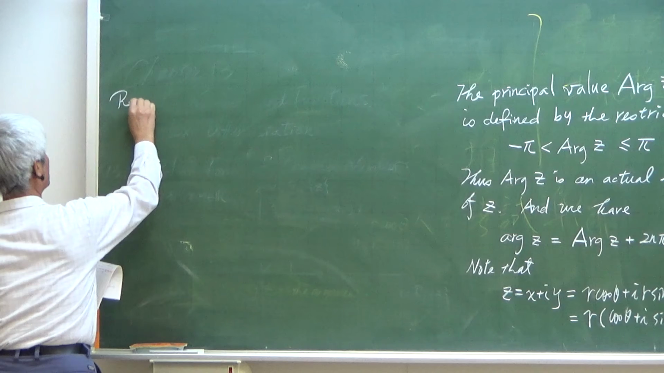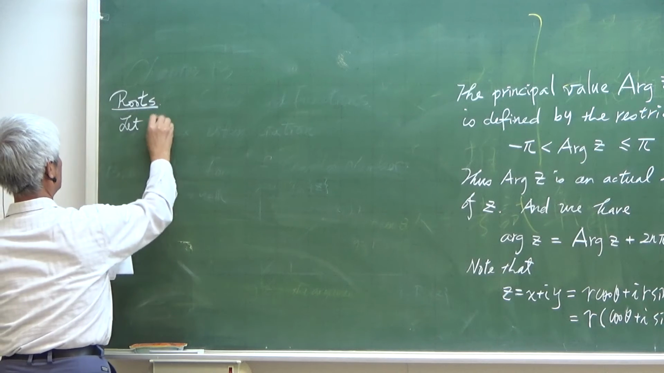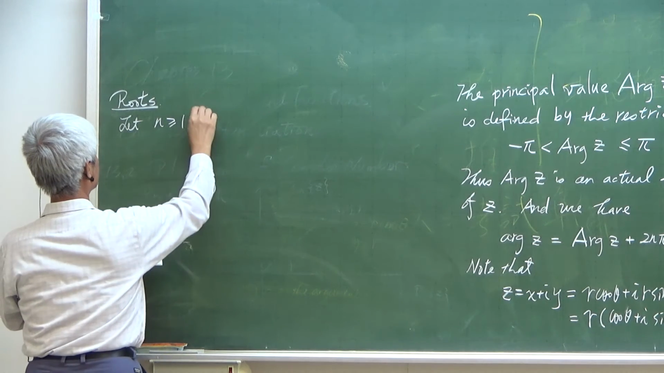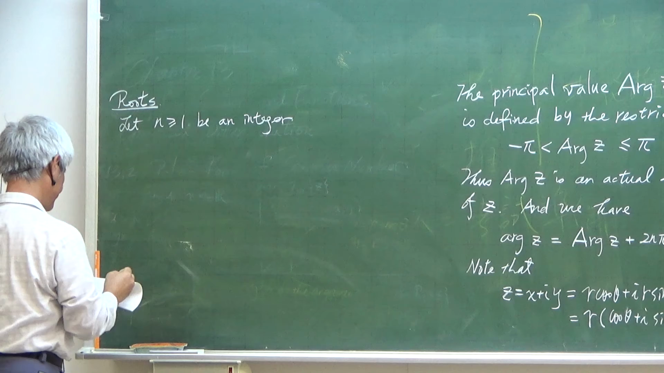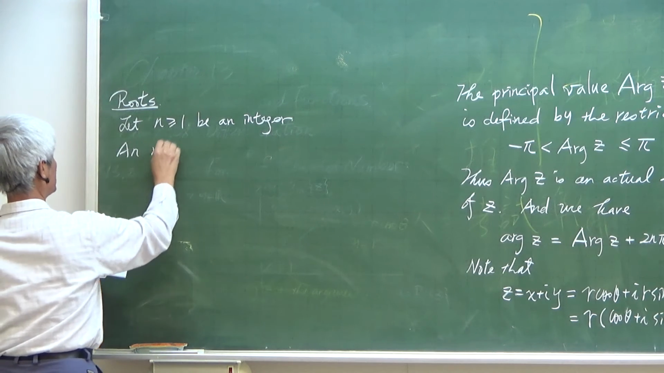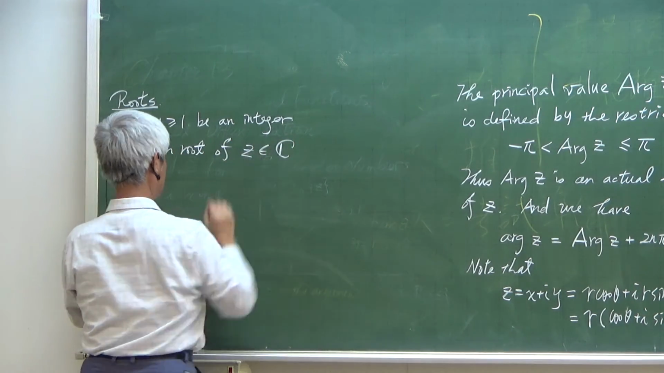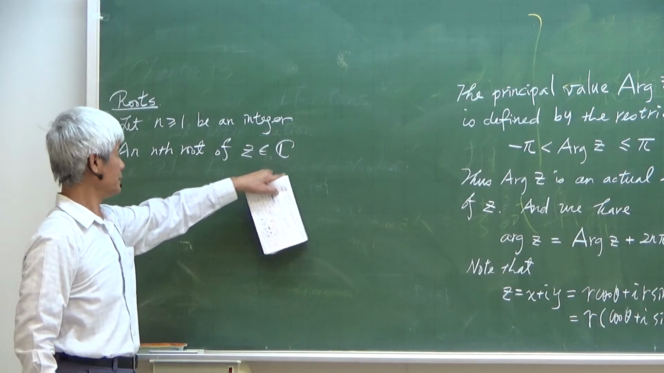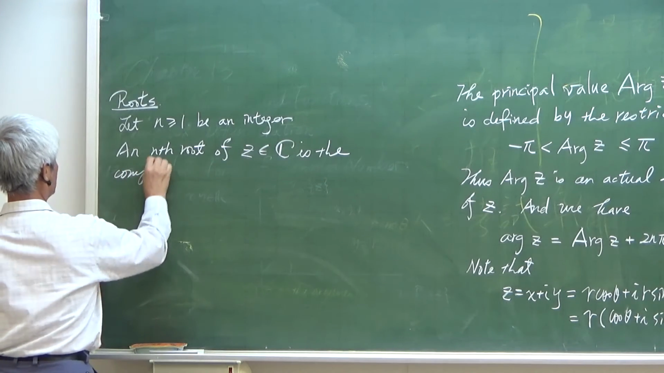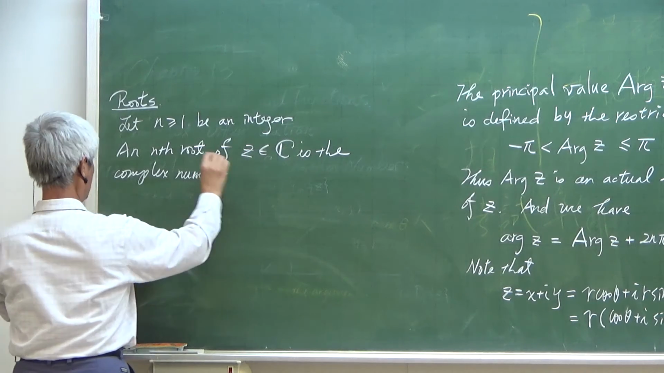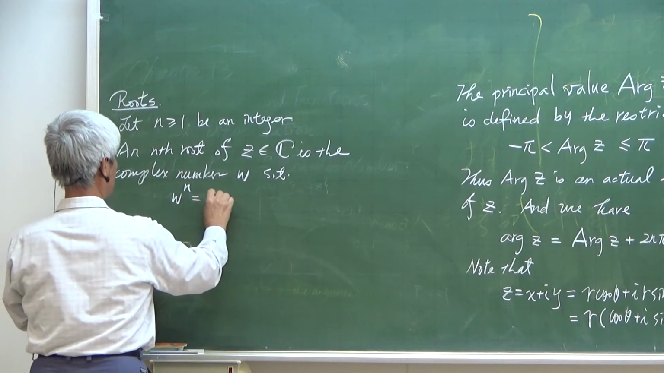So now we will deal with roots. Let n greater than or equal to 1 be an integer, so a positive integer. Now, the nth root of z, where z is in C, the set of all complex numbers as we know. We say w is an nth root of z if w is a complex number such that the nth power of w is equal to z.